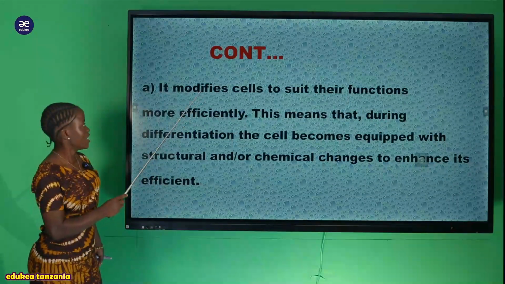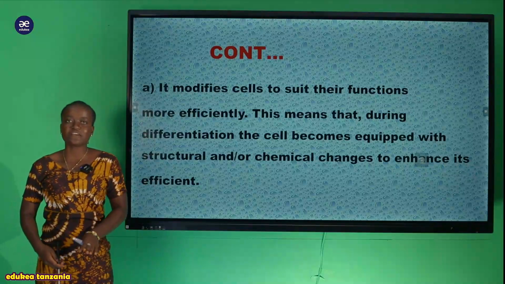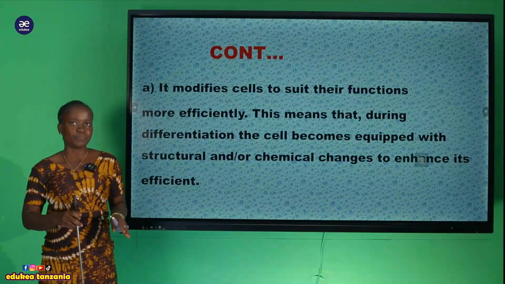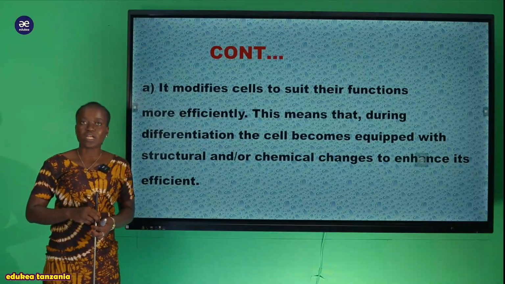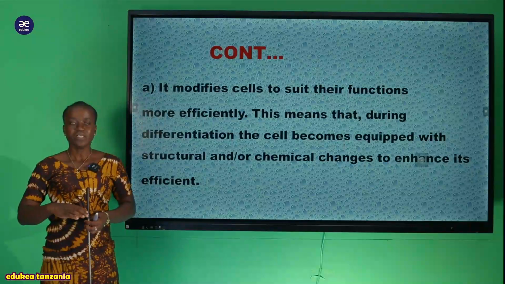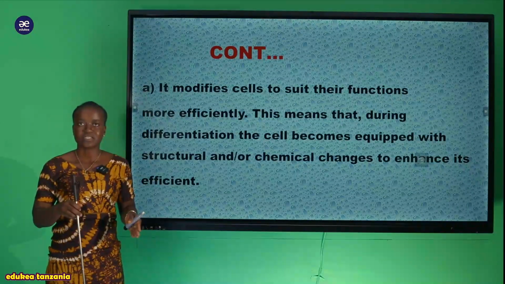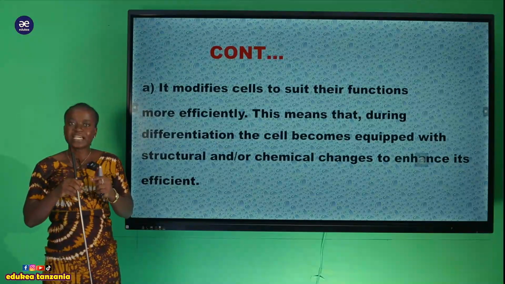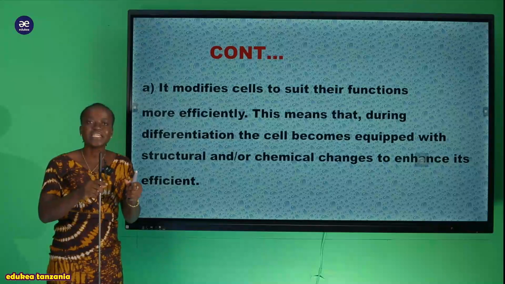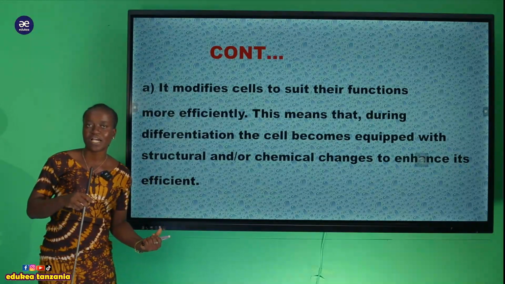So now you can see it modifies cells to switch their function more efficiently. Kwa kila cell inakuwa inafanya kazi yake in a proper way. Let's take a good example at home. Katika nyumbani kila mtu anakuwa na majukumu yake. Mtu akipewa kazi for instance kwa mfano kwa nyumbani mtu akipewa kazi ya kulima for instance, yule atafanya ile kazi kwa usahihi zaidi na kwa haraka zaidi, kwa sababu anajua ile ndiyo kazi yake. The same as it is found within the body of living organism.